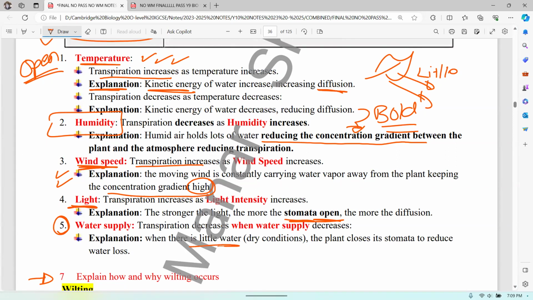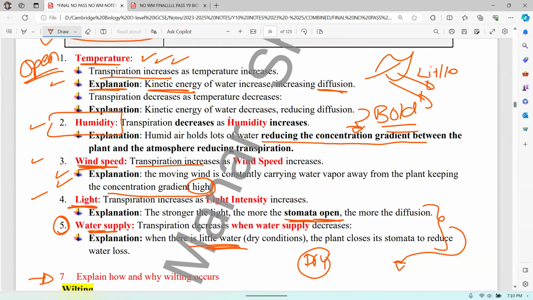Why? Because when there is little water, the plant will close its stomata to reduce water loss. Now, this is an adaptation that we'll talk about in Objective 7, the methods plants use to reduce water loss in very dry conditions. And you already have a good idea about it because we took it in the lesson on adaptations. When the plant is in the desert and the water supply is very little, will the plant transpire or will it try to hold on to the water it has? Hold on. Exactly. So these 4 points are very important.